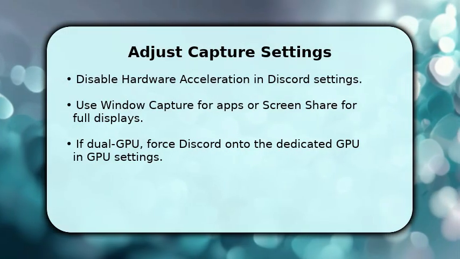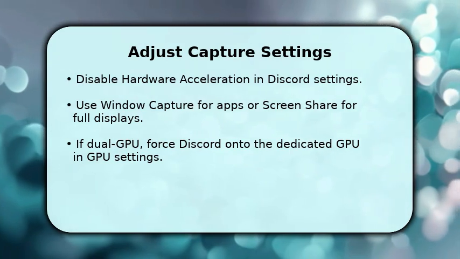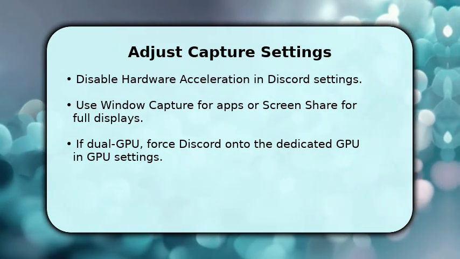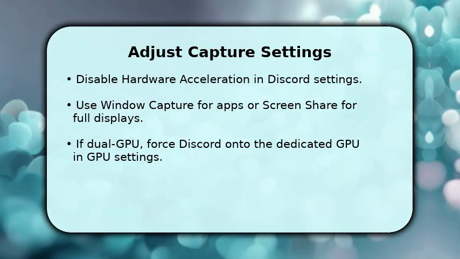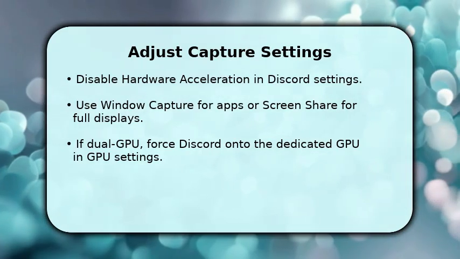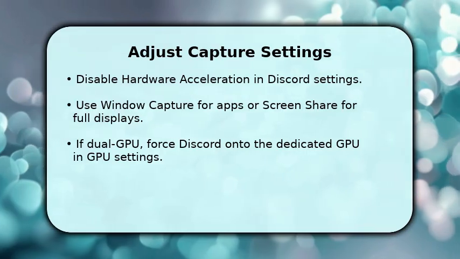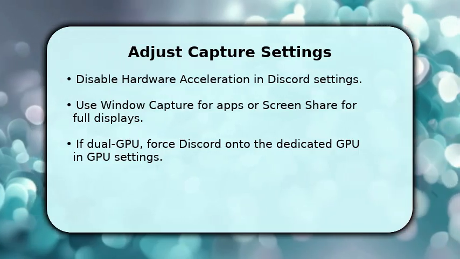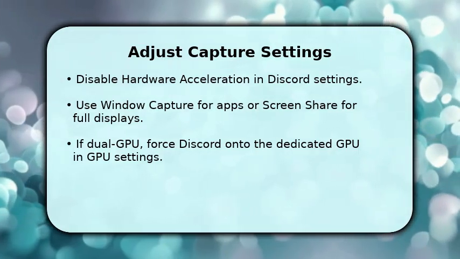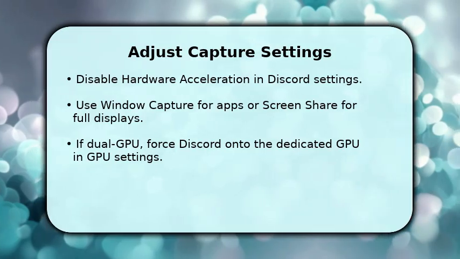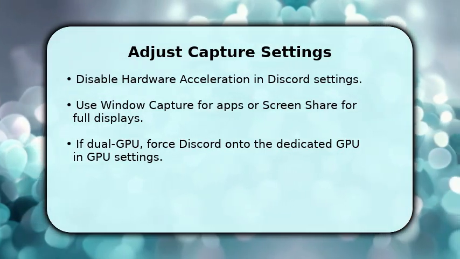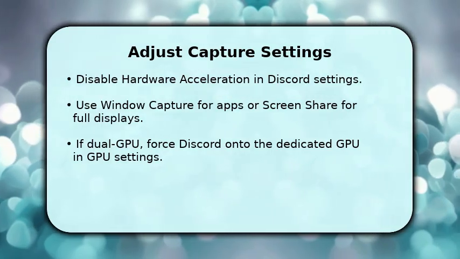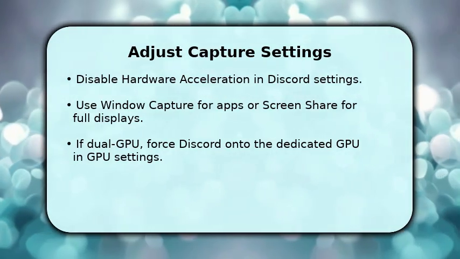Now you address the Capture mechanism itself. Turn off hardware acceleration in Discord settings because GPU acceleration can route rendering away from the Capture path. Next, choose Window Capture for specific applications or Screen Share for full displays, and pick the exact window, not the app group. If you have integrated plus dedicated graphics, make sure Discord is assigned to the dedicated GPU in your NVIDIA or AMD control panel, because mismatched GPU usage often produces a black stream.